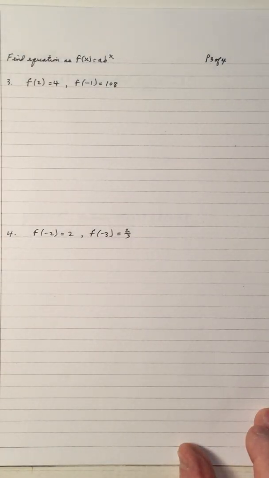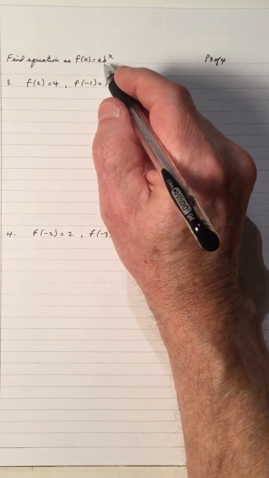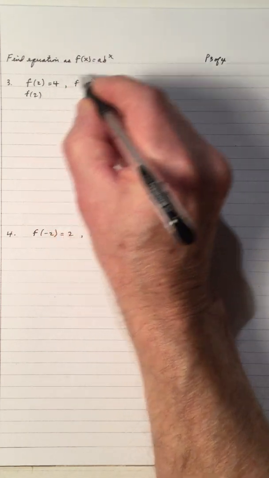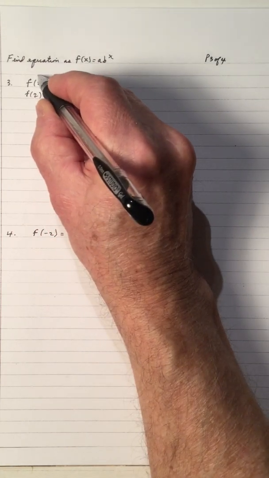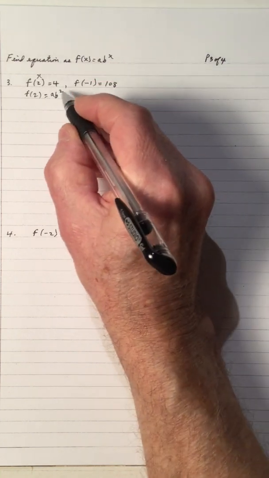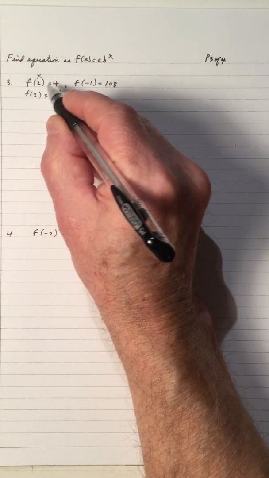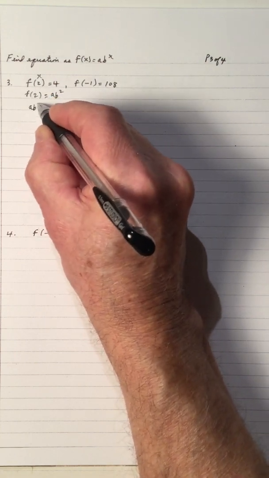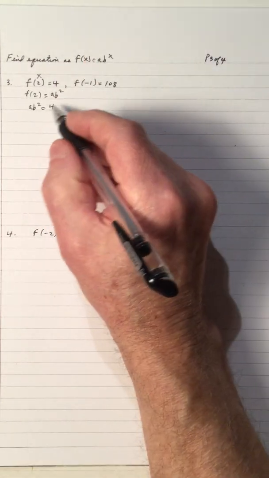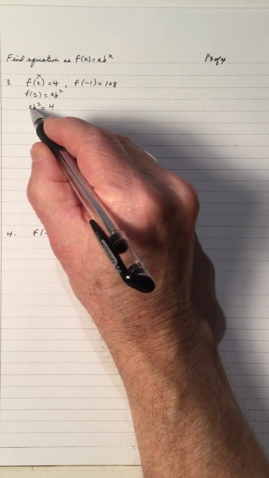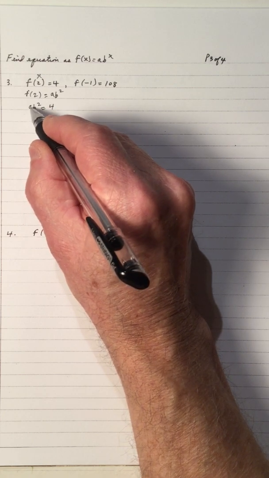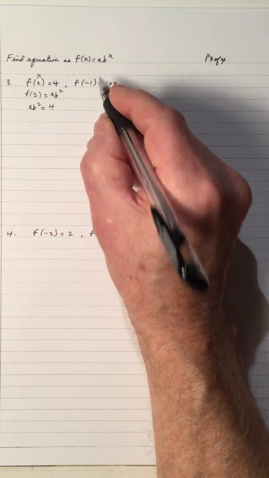Okay, let's do another one. Find the equation as f of x equals ab to the x. Again, the f of 2, x is 2. So that equals ab squared. So if the f of 2 equals 4, and the f of 2 equals ab squared, so ab squared is equal to 4. So just leave that alone for a second. I could take this equation and solve it for a, because if you take this equation and solve it for b, you have to do the square root. So you would take this equation and solve it for a. But let's do this one first.